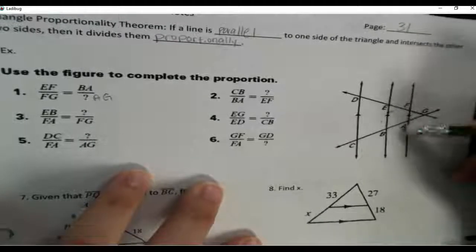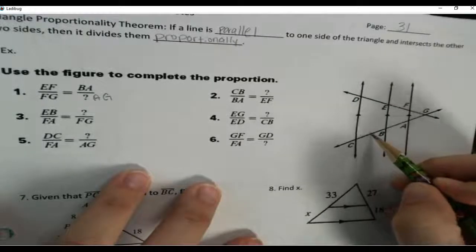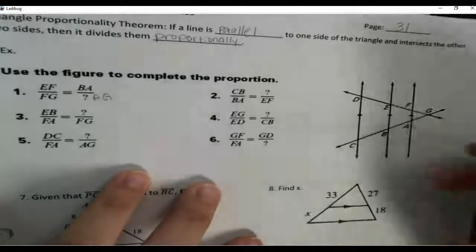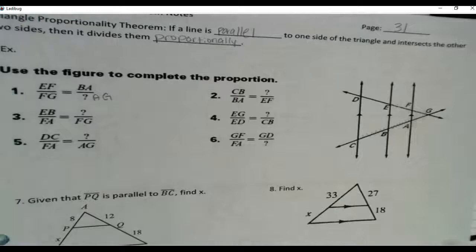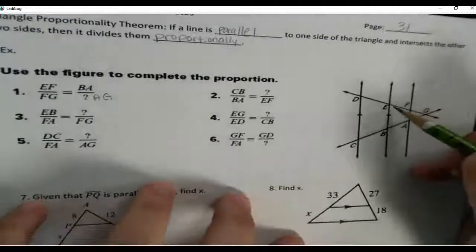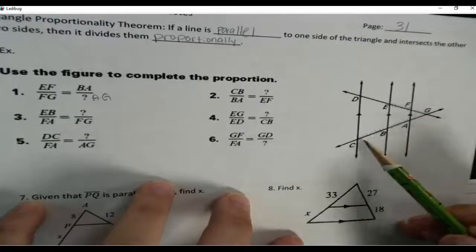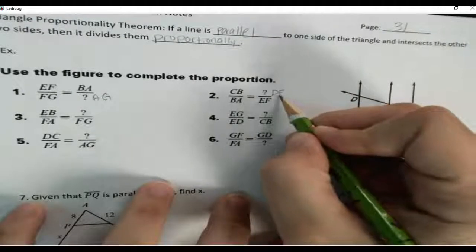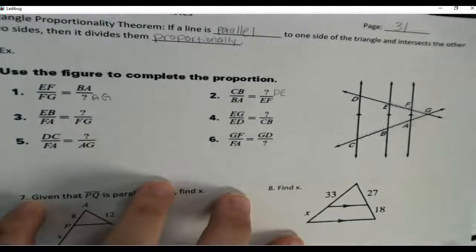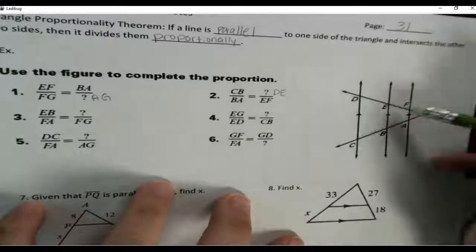Okay, let's look at our next one. So our next one we have CB. So CB is here. And BA. So again, are those whole sides or pieces of sides? Pieces. So then it says question mark is to EF. So EF is here. So which piece matches CB? BE. You got it. Question on that.